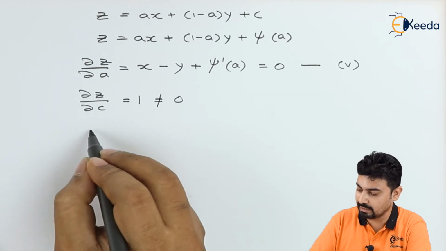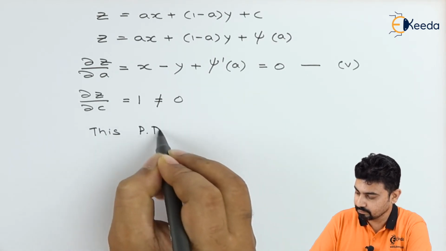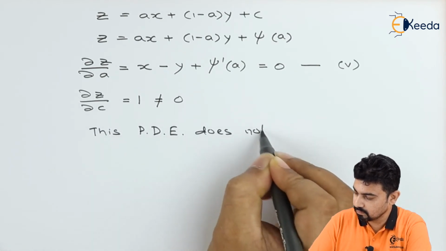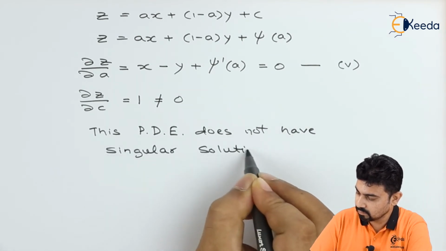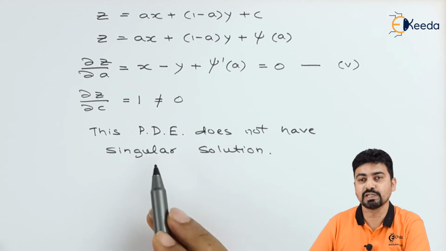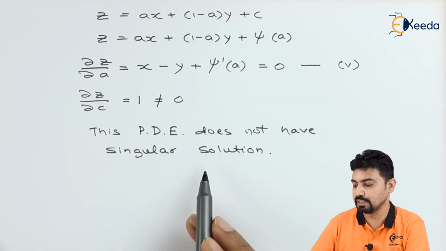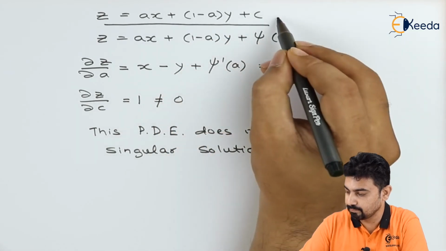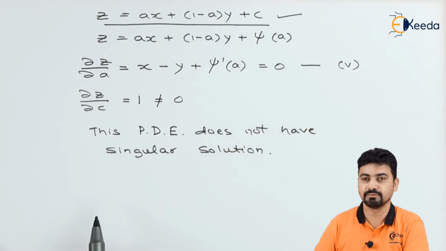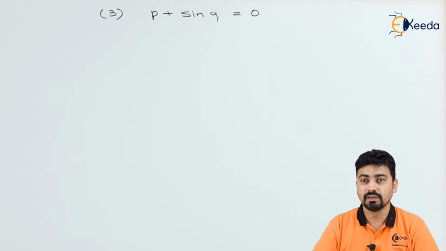So you can write at the end, this partial differential equation does not have a singular solution, correct? So this itself will be your final solution. Friends, let us move to the third example, the second example of this video.